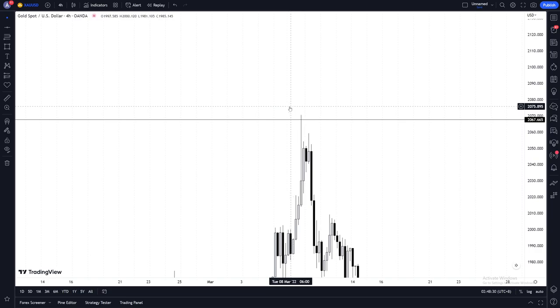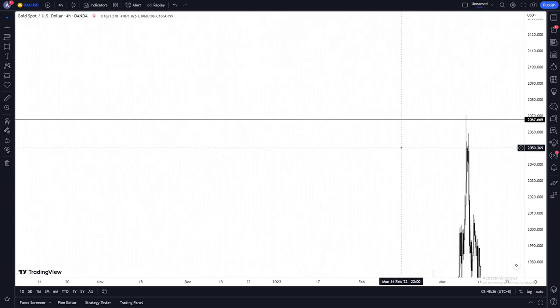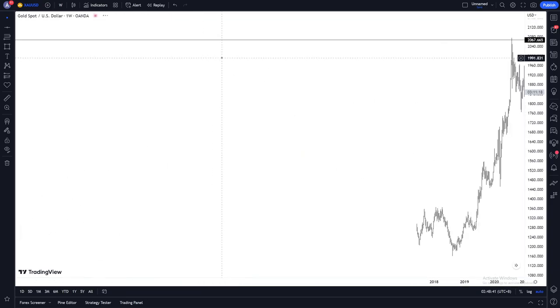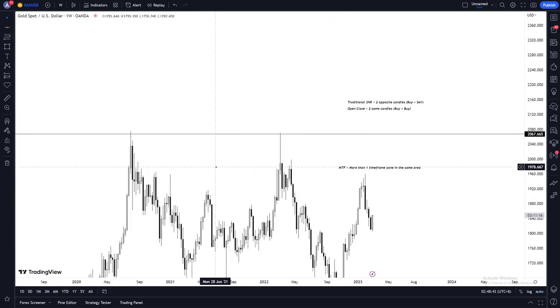The price just touches it. There's definitely an H1 in here. H1, H4, daily. That's the H4 right there. And then that's the daily. The daily, and then MTF with the weekly. So it's all just inside.